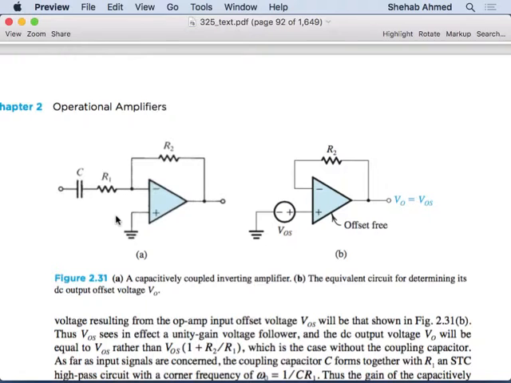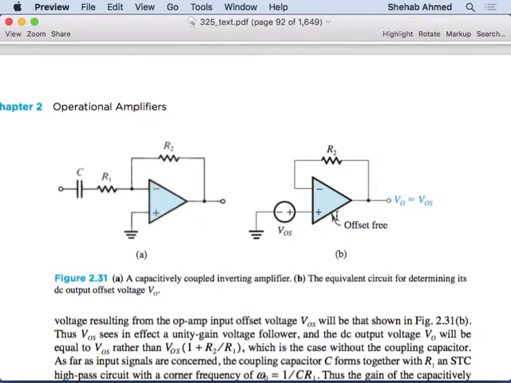Or what is the gain, actually? What is the gain of this circuit? If you put a capacitor in DC, doesn't it just turn to an open? A capacitor coupled inverting amplifier. If I put a capacitor in here, I don't allow any DC current to flow.